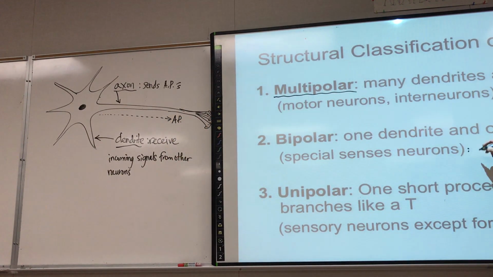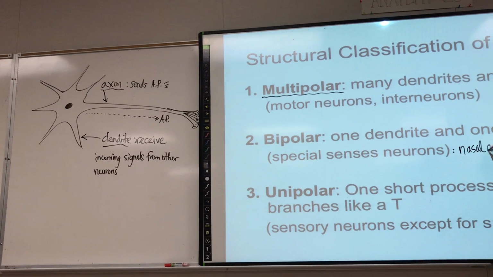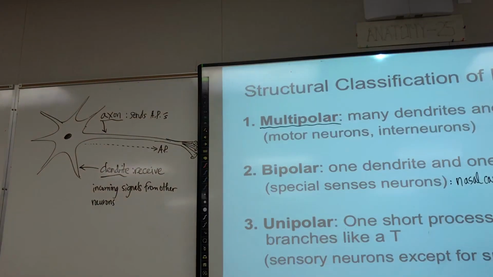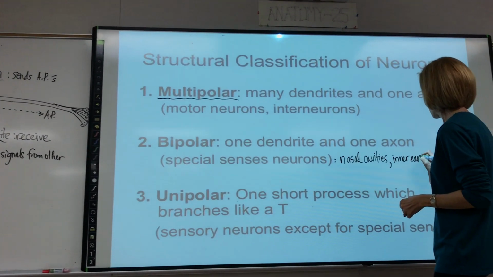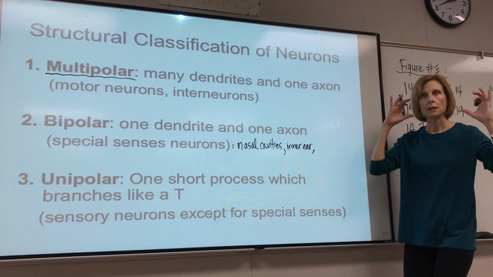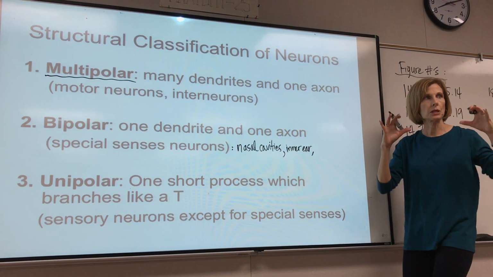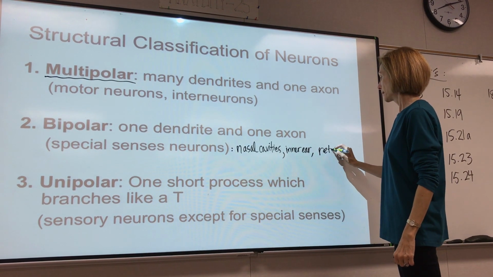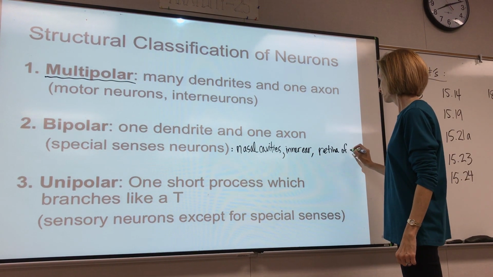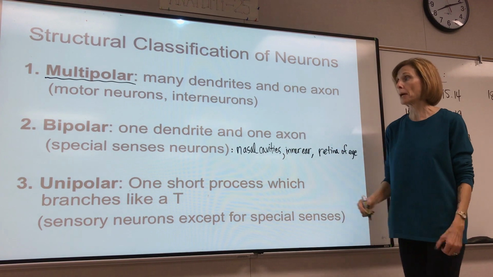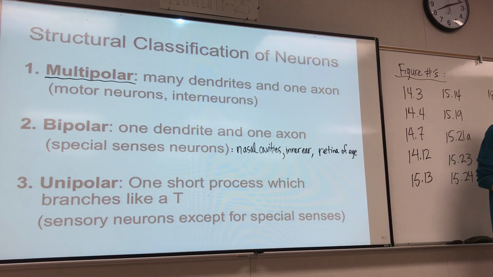These are actually found only in the nasal cavities, where they would carry smell, the inner ear, where they of course are responding to sounds, and also equilibrium is in the inner ear, and then the retina of the eye. So actually these are the only places that we have bipolar neurons, so we don't have a lot of these in the body.